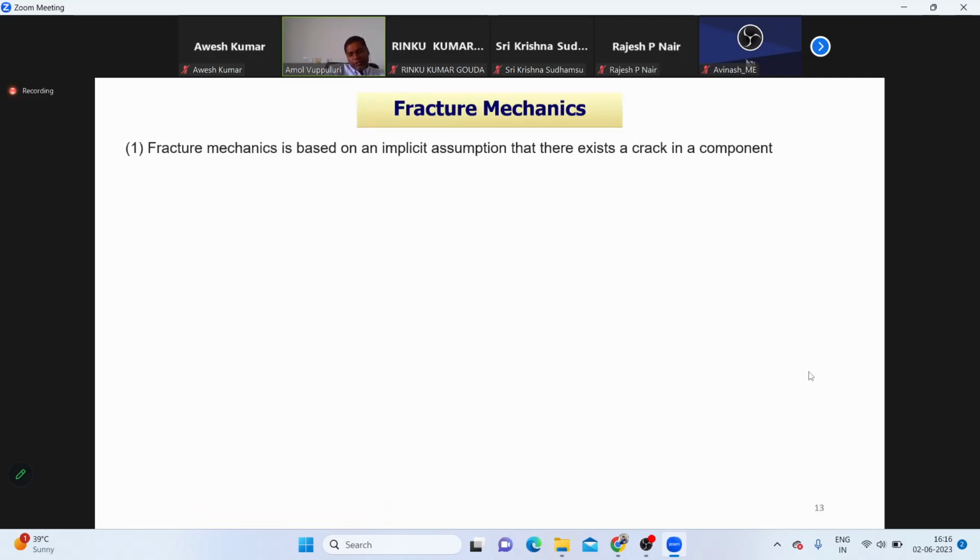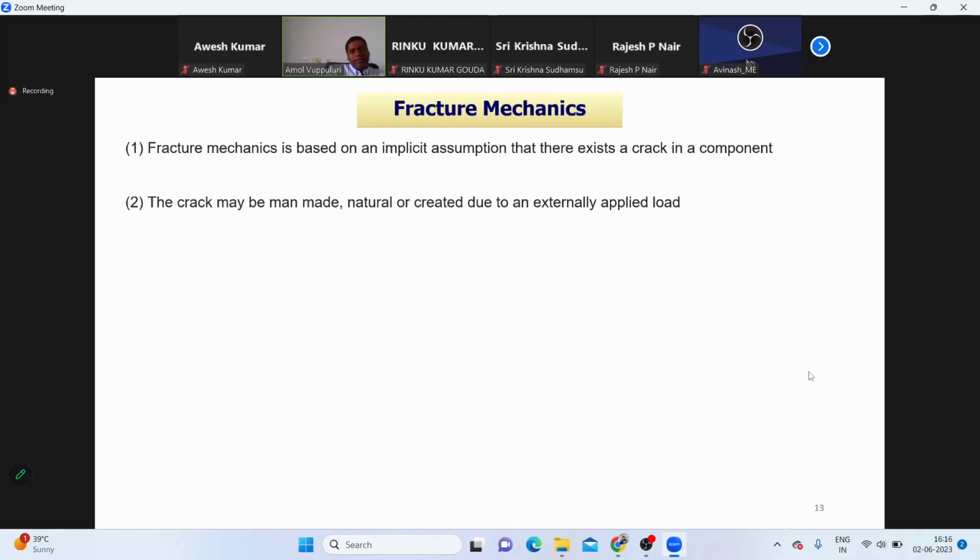So these are the viewpoints of the fracture mechanics. In this presentation, I'm primarily focusing on mechanistic viewpoints of fracture mechanics. Okay. So fracture mechanics is based on an implicit assumption that there exists a crack in a material. Every material has a crack. This could be a macro crack or a micro crack, but a crack is always there.